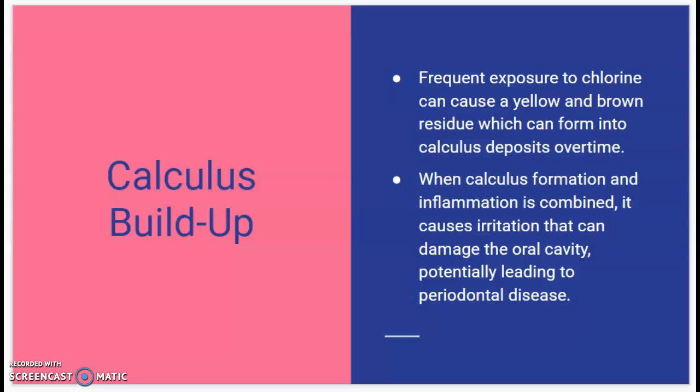Calculus buildup is associated with the frequent exposure to the chlorine, which can cause a yellow and brown residue and can form into calculus deposits over time. When the calculus formation and inflammation is combined, it can cause irritation that can damage the oral cavity and can potentially lead to periodontal disease.